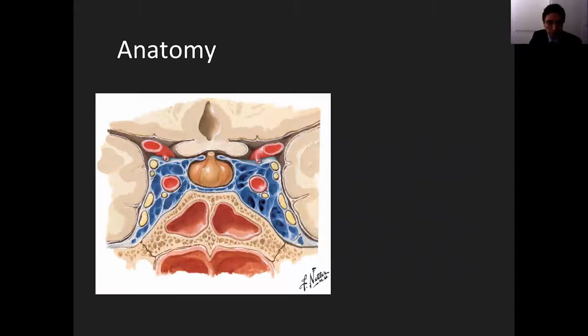On coronal illustrations, we can see the distribution of the cranial nerves within the cavernous sinuses. We have cranial nerve 3, 4, the first and the second divisions of cranial nerve 5. Remember that the third division already came out through foramen ovale. We have the sixth cranial nerve, which is the most medially located cranial nerve within the cavernous sinuses, and therefore the one that is most commonly affected by aneurysms from the ICA as well as lesions in the skull base.